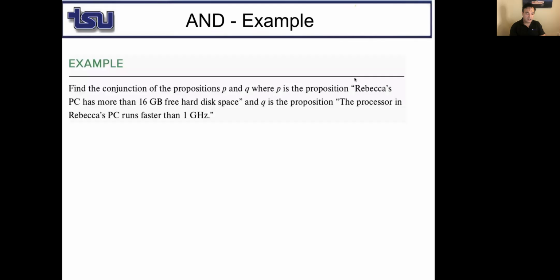That's the compound statement or proposition, okay? For example, it says find the conjunction of the propositions P and Q, where P is the proposition "Rebecca's PC has more than 16 GB of free hard disk space," and Q is the proposition "the processor in Rebecca's PC runs faster than 1 GHz." Well, when we say conjunction, that means and, right? It's asking P and Q. That means Rebecca's PC has more than 16 GB of free hard disk space, and her PC runs faster than 1 GHz.